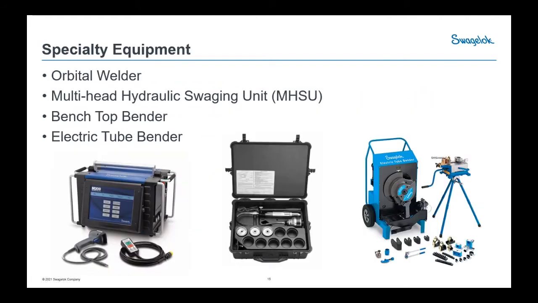Then we do offer some specialty equipment. So if the hand tools, something a little bit above that, a little more than hand tools, get you into these specialized pieces of equipment. An Orbital weld system is designed to weld stainless steel tubing. A multi-head swaging tool is designed to pre-swage the nuts and ferrules on the tubing. And then we have a benchtop bender and a large tube bender that will bend up to 2 inch in size.